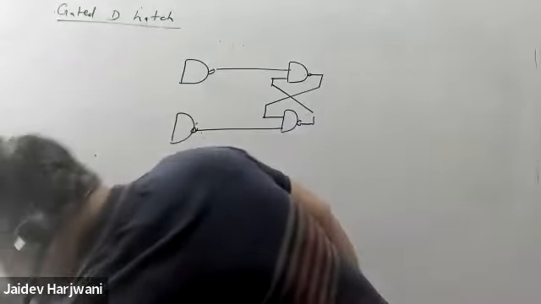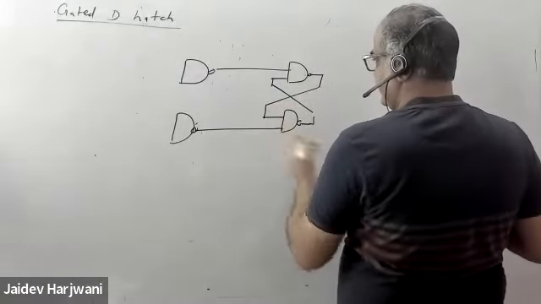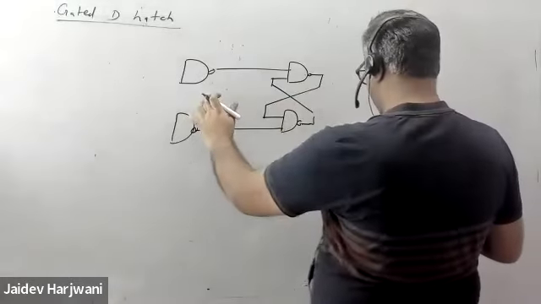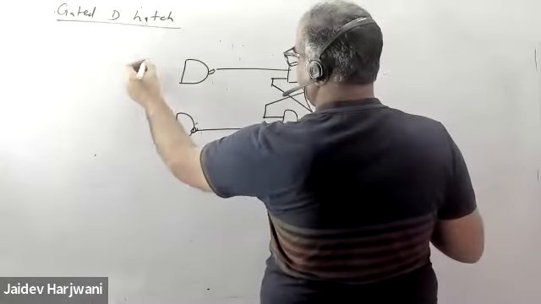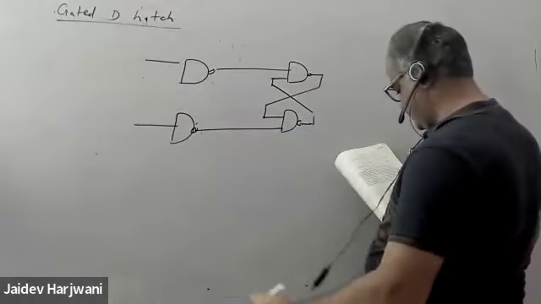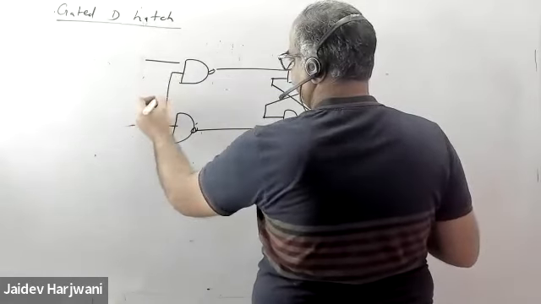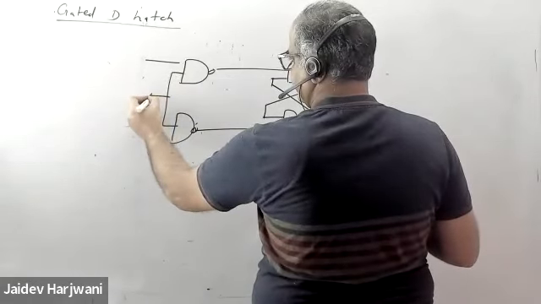So this is your latch, and here is your steering gate. Earlier, we were giving S and R to the steering gate. Now there is one more variable, enable, and earlier what we were giving was S and R. This is your SR gated latch.